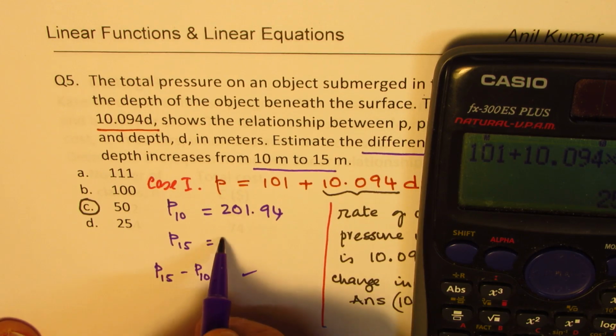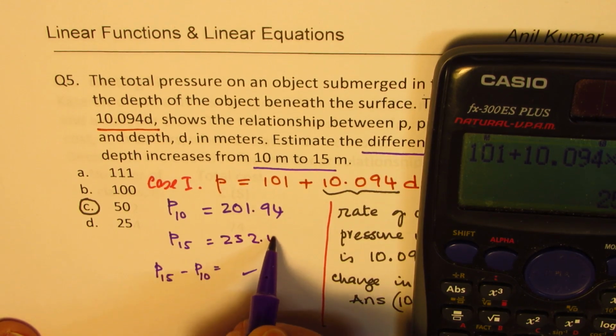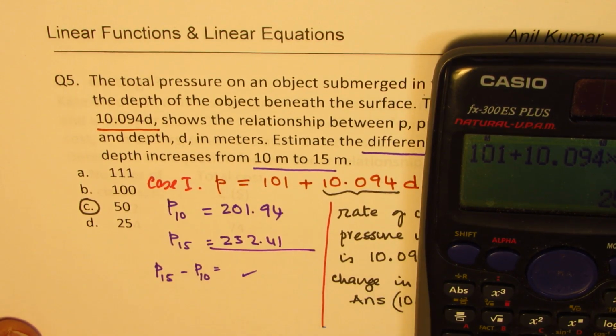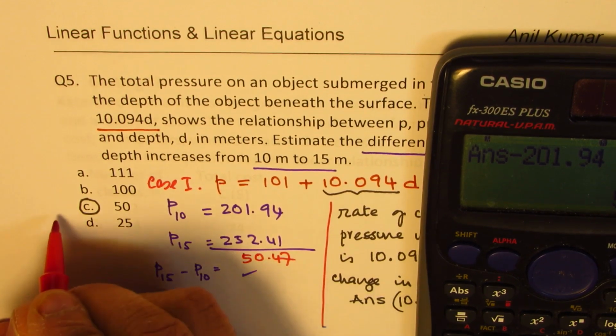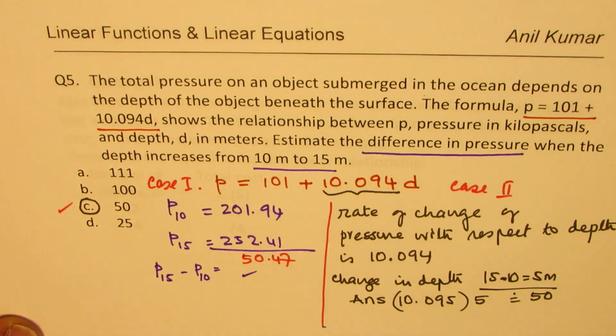Now if I change this value, instead of 10, if I make this as 15, then I get in decimals the value as 252.41. And if I find their difference, that is taking away 201.94, I do get in decimals 50.47. So what I get here is 50.47. So I get the same answer. You get the idea, right?